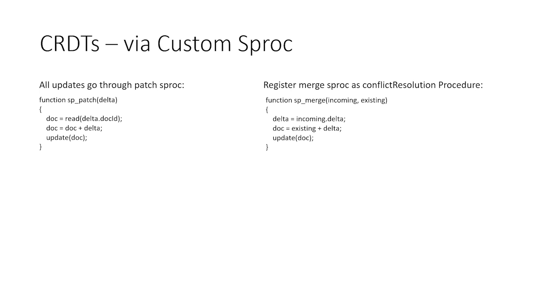Thanks for this demo. Now, do you have any other examples of how powerful these custom resolution procedures actually are? Oh, absolutely. So a lot of people have been asking about CRDTs, or conflict-free replicated data types. Actually, CRDTs can be achieved via our custom stored procedure. All updates just go through this patch sproc of, you know, read the delta, update the document, and that's it. And for your merge procedure, which is the conflict resolution procedure, all you have to do is take the delta and update your document. So at the end of the day, every region converges into a single version of the document, and you can achieve any of the known CRDTs at the moment.